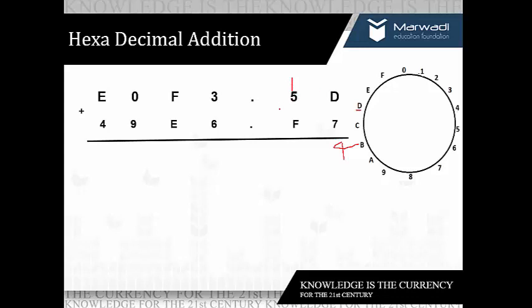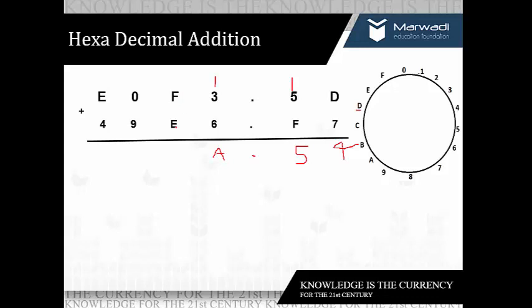5 plus 1 plus F, that is 5 plus 1 is 6, plus F. So I will be counting 6 starting from F: 1, 2, 3, 4, 5 and 6. That gives 5 and 1 carry. Here I will be putting the decimal point. 3 plus 1 plus 6 is 10, which is nothing but A in hexadecimal.